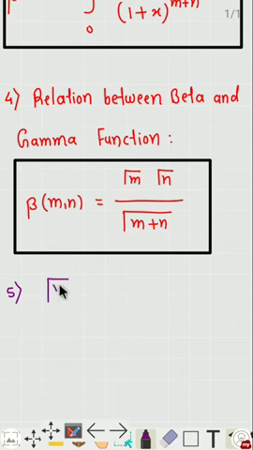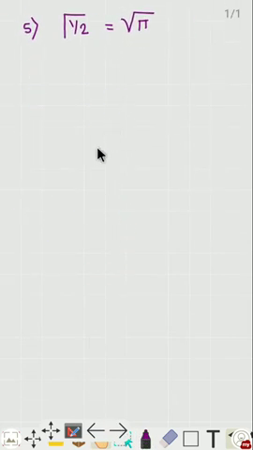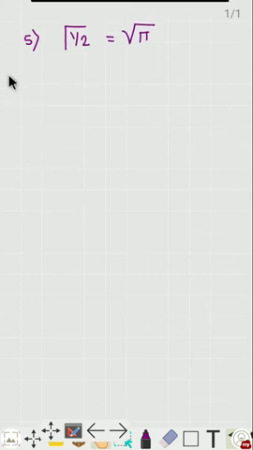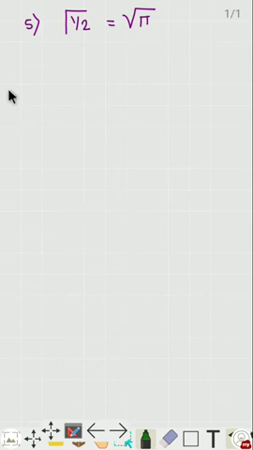Now let us go to the fifth property of beta function, where we prove that gamma 1/2 is equal to square root pi by using the property of beta function. So let us see how to prove. Proof.